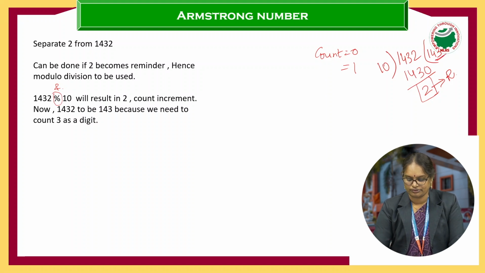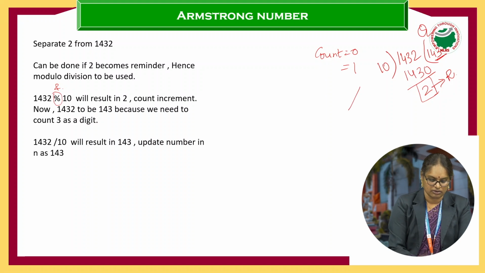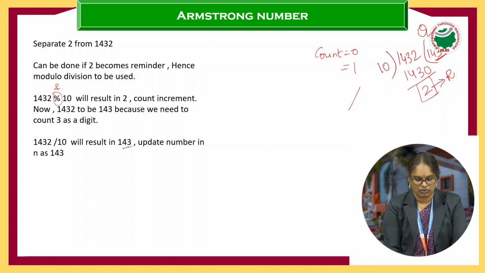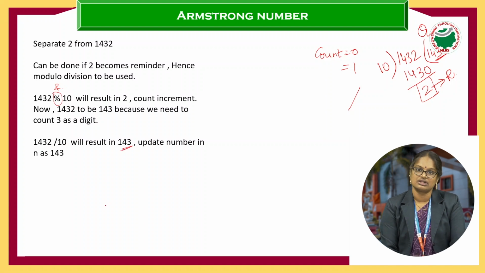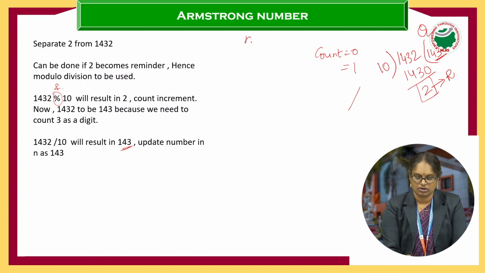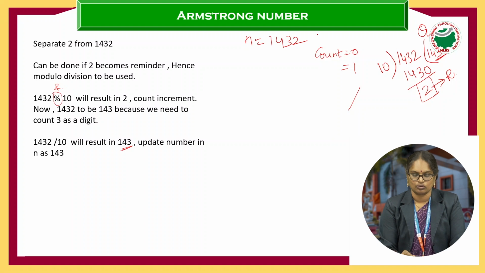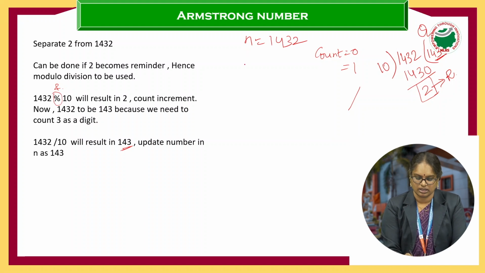You got 143, but it is in the quotient place. Which is the operator which will help you to record the quotient? That is division. So I will be performing 1432 division 10. So it results in 143. Now I will change my n value to be 143. Earlier my n value was 1432. Now because I counted 2, I updated my n value to be 143.